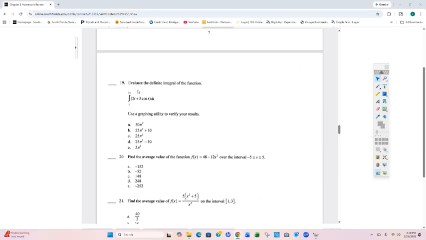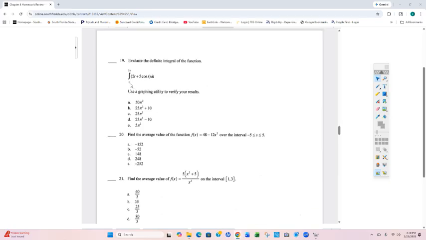Number 19, evaluate the definite integral of the function from, there's an integral symbol, on bottom is a 0, on top is a 5 pi. So we are going from 0 to 5 pi. Now, in parentheses, I have 2t plus 5 cosine t, and then a dt on the end. So the function is 2t plus 5 cosine t. Okay, A is 50 pi squared, B is 25 pi squared plus 10, C is 25 pi squared, D is 25 pi squared minus 10, E is 5 pi squared. The answer in number 19 is C, and that is from section 4.4.